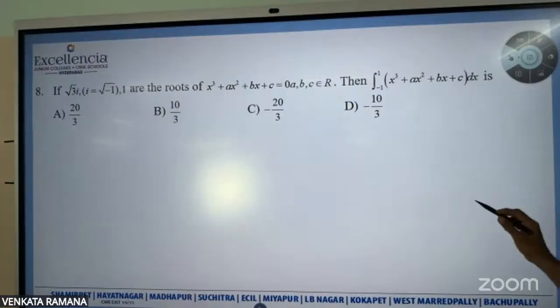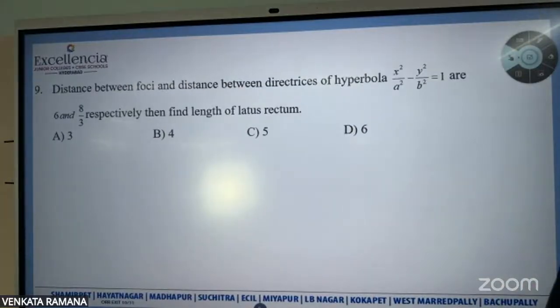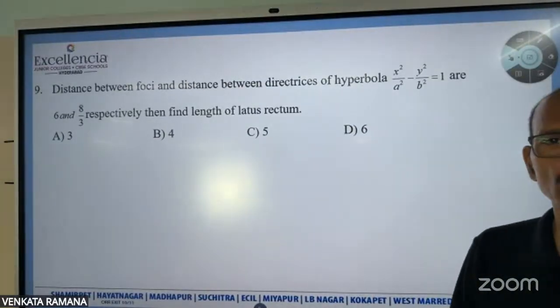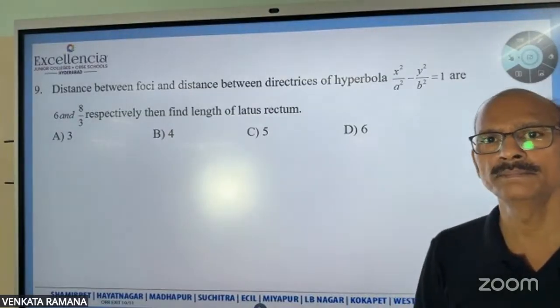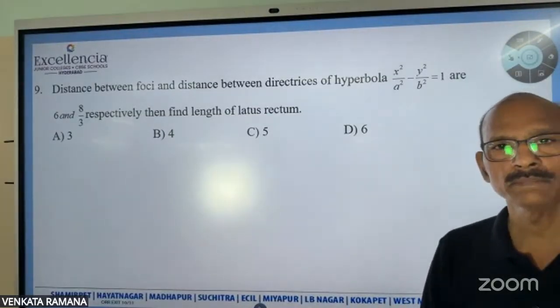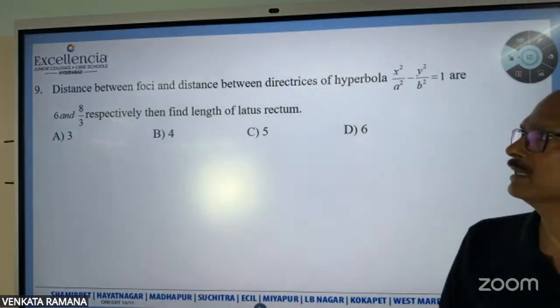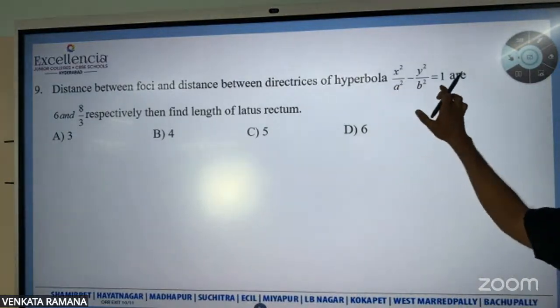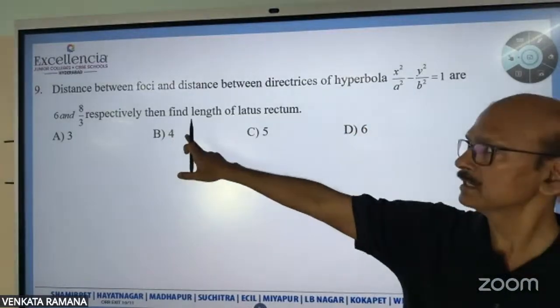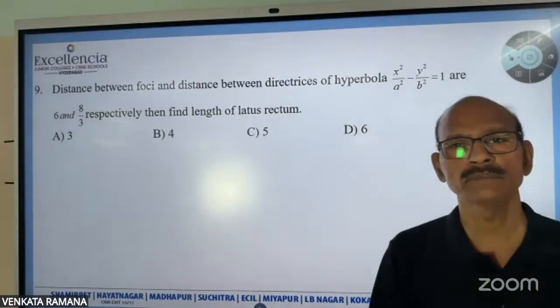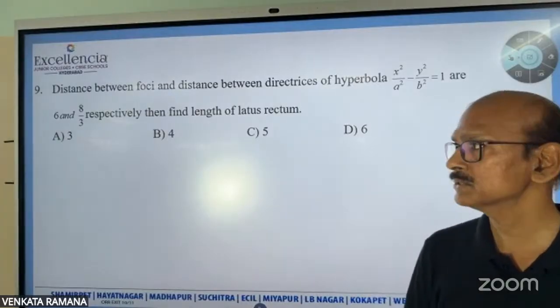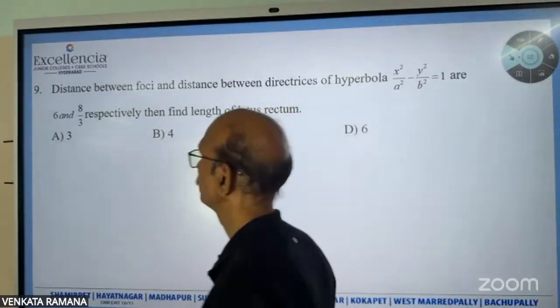So the next point is also very simple, from geometry. All the students will attempt this question in the exam. The question is like this: the distance between foci and the distance between directrices of a hyperbola are 6 and 8 by 3 respectively. Then find the length of the latus rectum. Very simple question. All the students definitely will attempt this question.